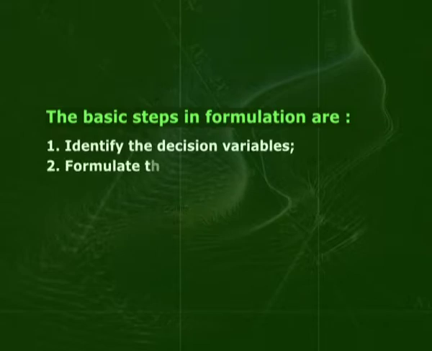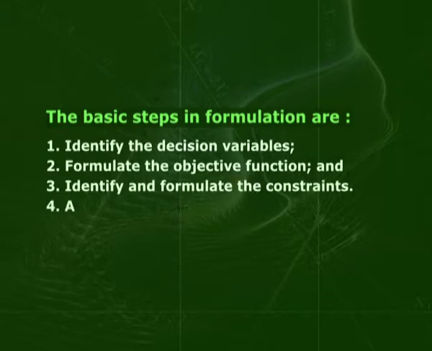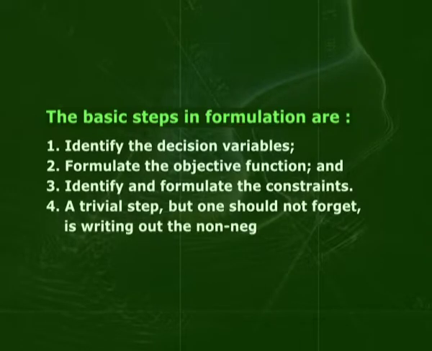Let me quickly revise the basic steps in the formulation so as to understand today's session better. They are: first, identify the decision variables. Second, formulate the objective function. Third, identify and formulate the constraints. And the last and trivial step, but one should not forget, is writing out the non-negativity constraints. The only way to learn how to formulate linear programming problems is to do it. So, considering the lumber mill problem example and the points already plotted, let us start with its solution part.